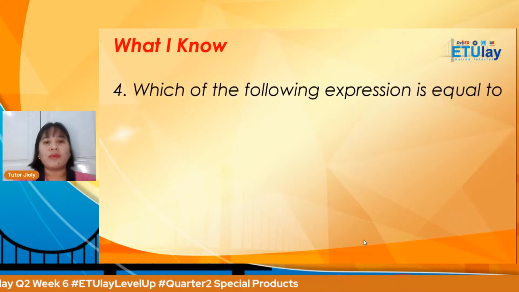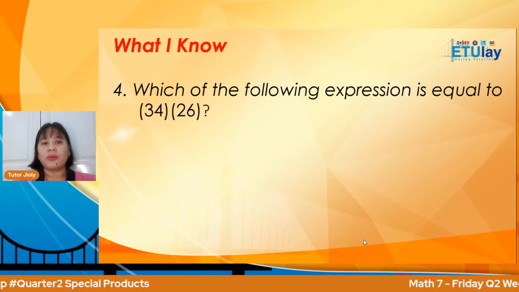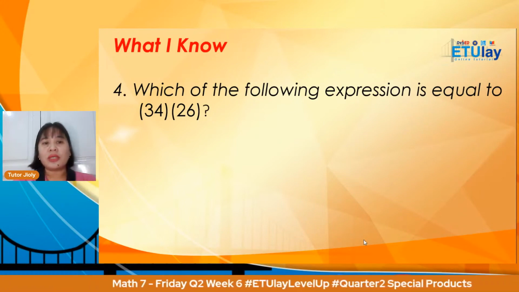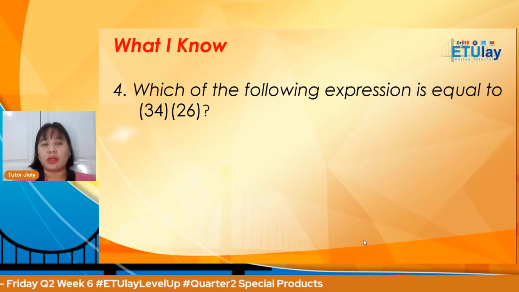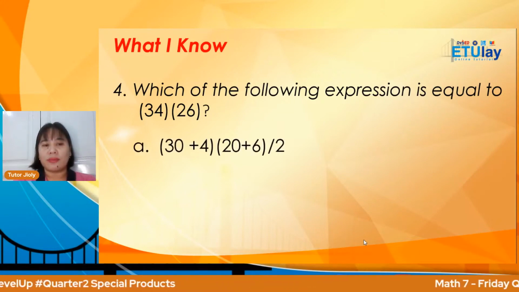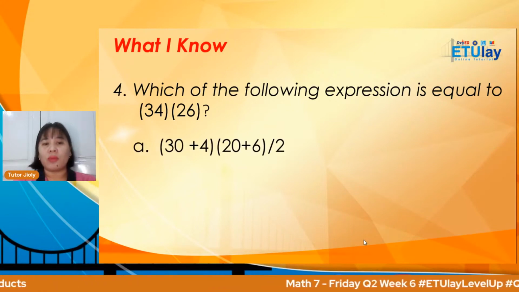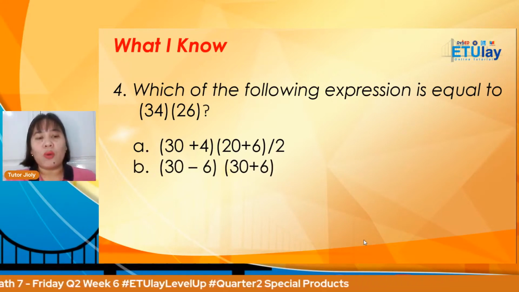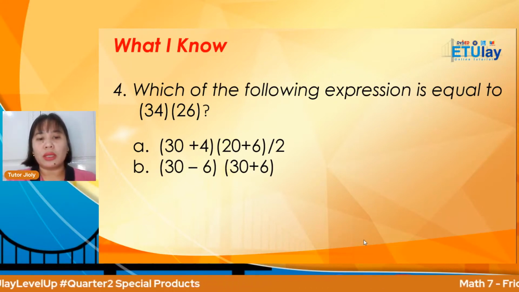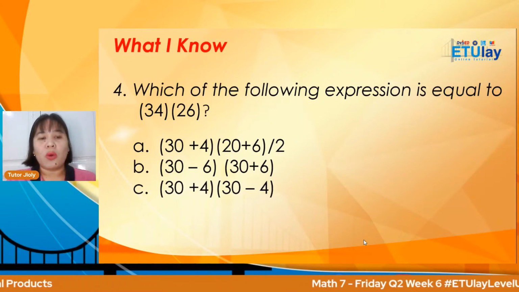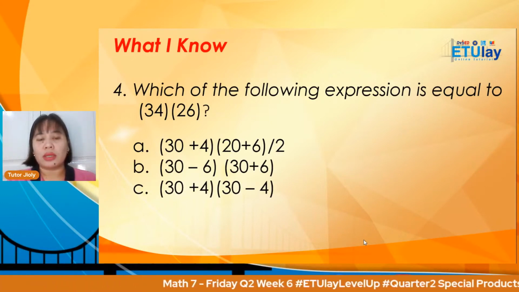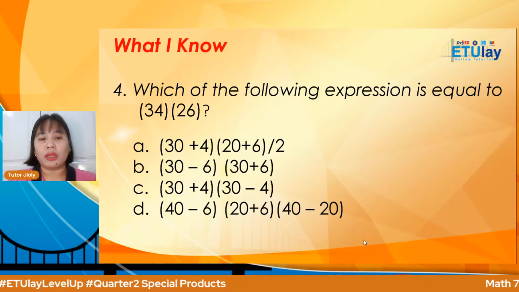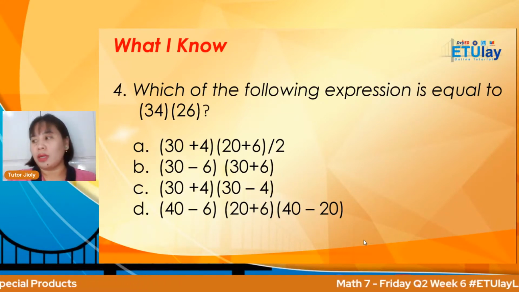Next, number 4. Which of the following expressions is equal to quantity 34 multiplied to quantity 26? A, quantity 30 plus 4 multiplied to quantity 20 plus 6 divided by 2. Letter B, quantity 30 minus 6 multiplied to quantity 30 plus 6. Letter C, quantity 30 plus 4 multiplied to quantity 30 minus 4. And D, quantity 40 minus 6 multiplied to quantity 20 plus 6 multiplied to quantity 40 minus 20.